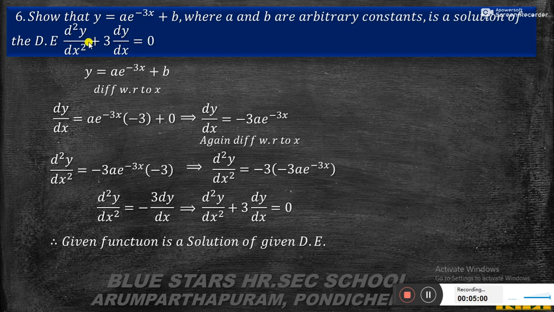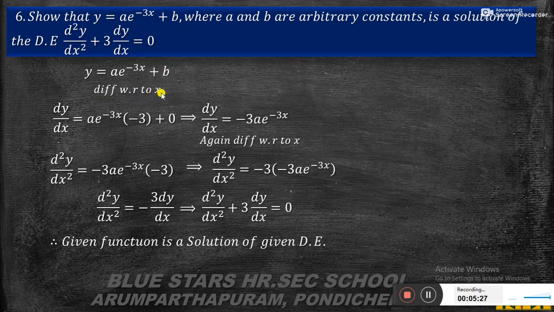Show that y equal to a e power minus 3x plus b is the solution of the differential equation d square y by dx square plus 3 into dy by dx equal to 0. This is the solution, y equal to a e power minus 3x plus b. That means d square y by dx square plus 3 into dy by dx equal to 0. Now we will prove this. So I write this equation, y equal to a e power minus 3x plus b.